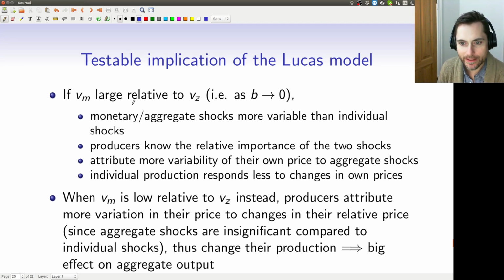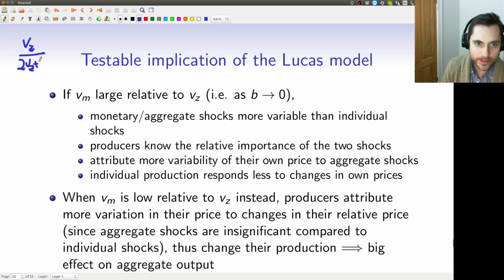So let's talk about that again. The idea is if Vm is large, so remember the term that's multiplying here is Vz divided by 2Vz plus Vm. Okay, if Vm is large, which is equivalent to B going to 0, then basically these money shocks are super big. Money is jumping around all the time, but the demand shocks are relatively small, so they don't matter that much. So if money is jumping around all the time, then if they see their own price change, they just say, well, there goes the government printing money again or destroying money again. So they don't actually respond to the change in prices.